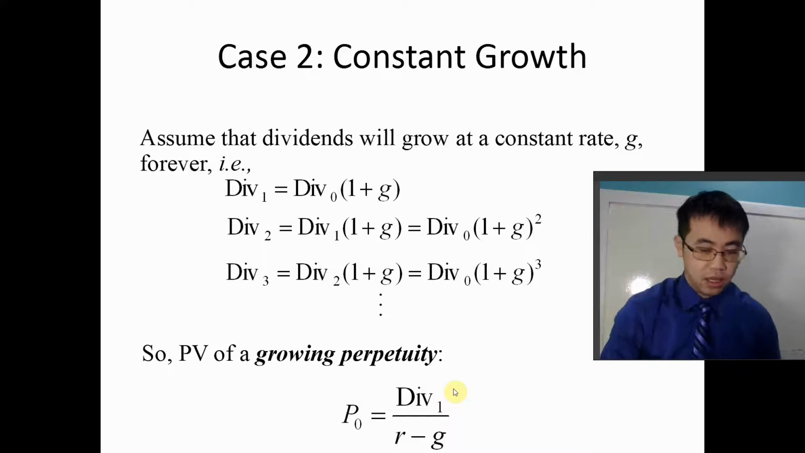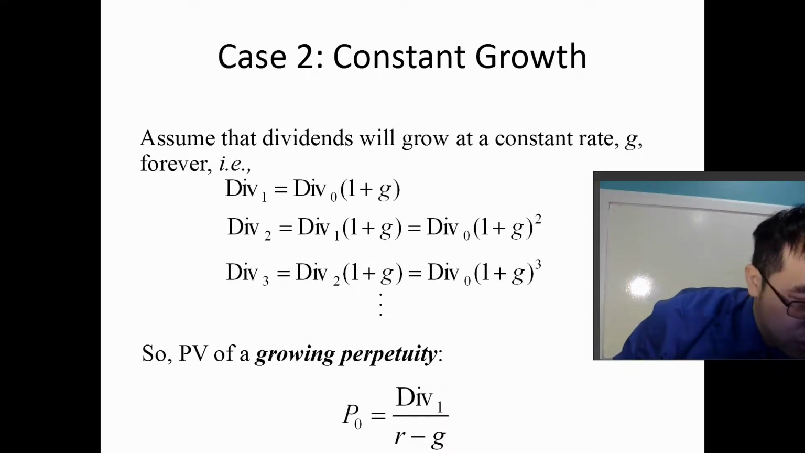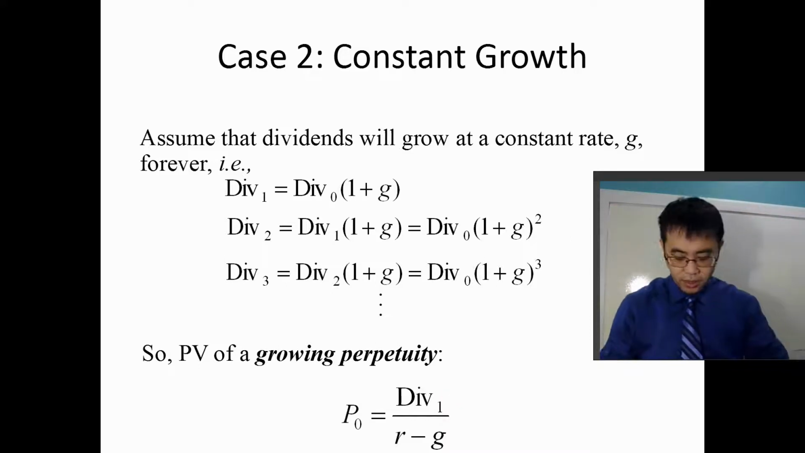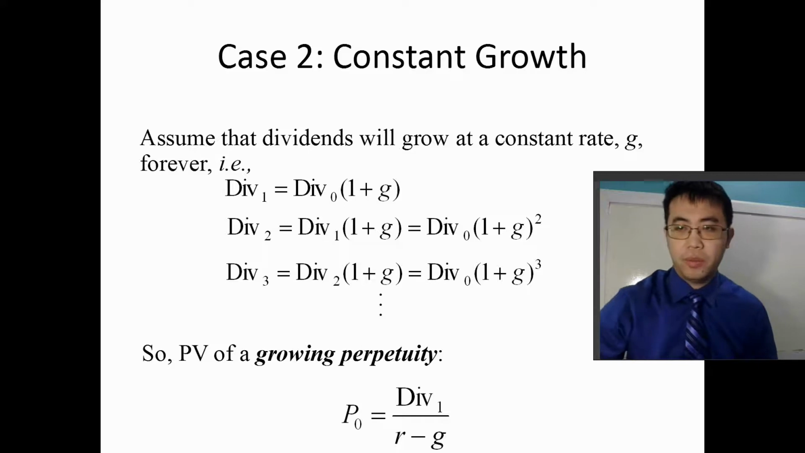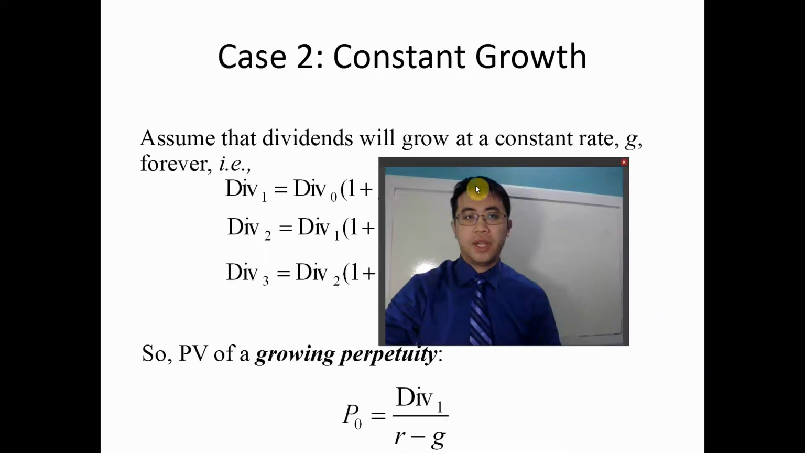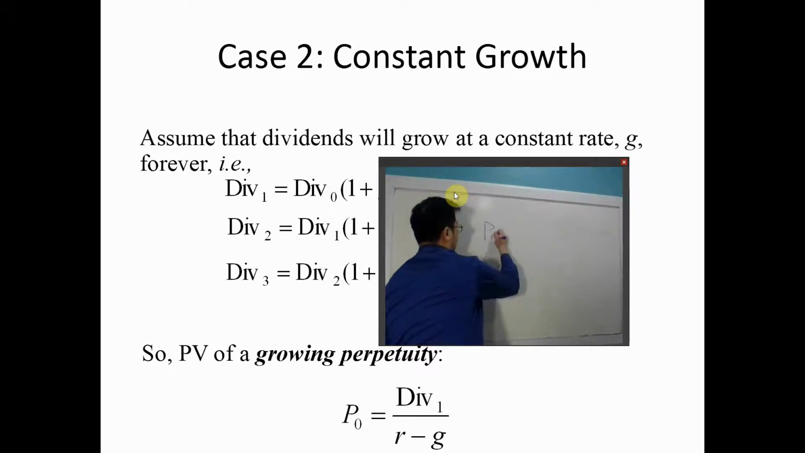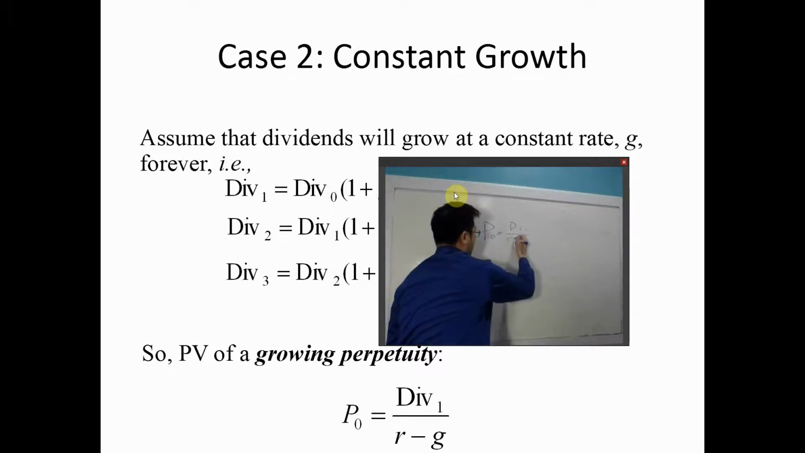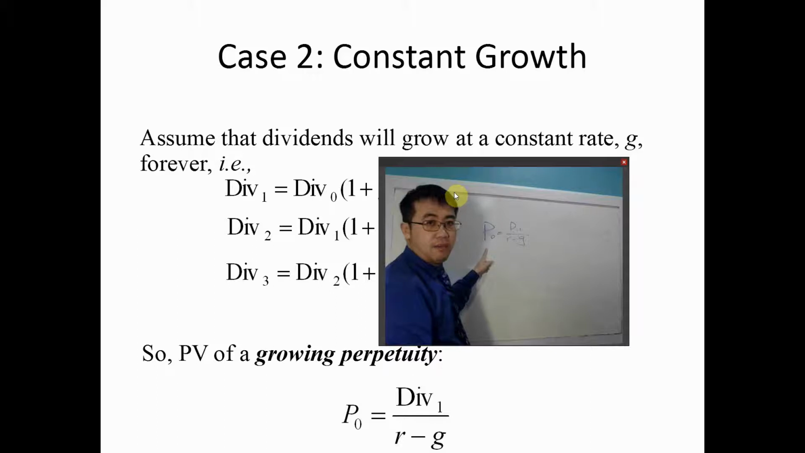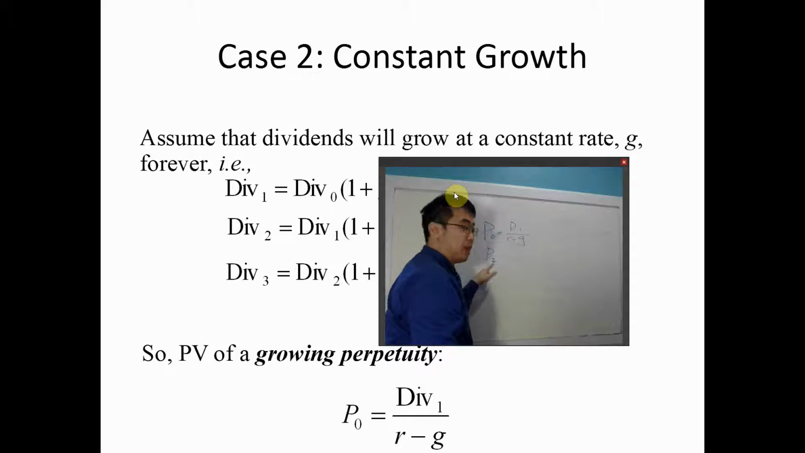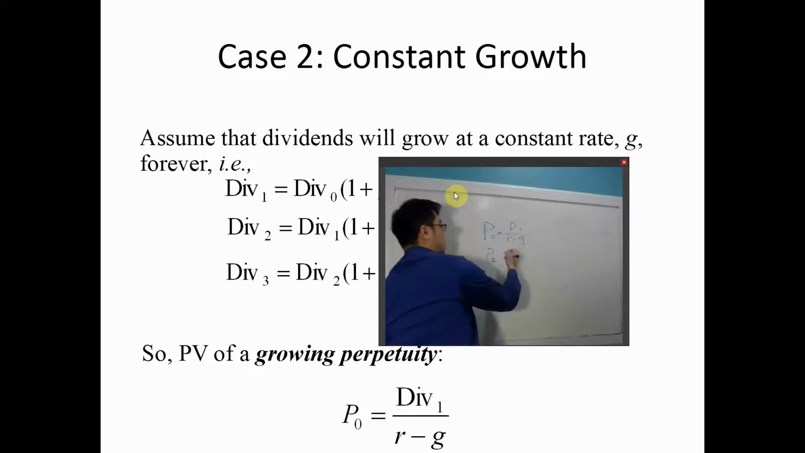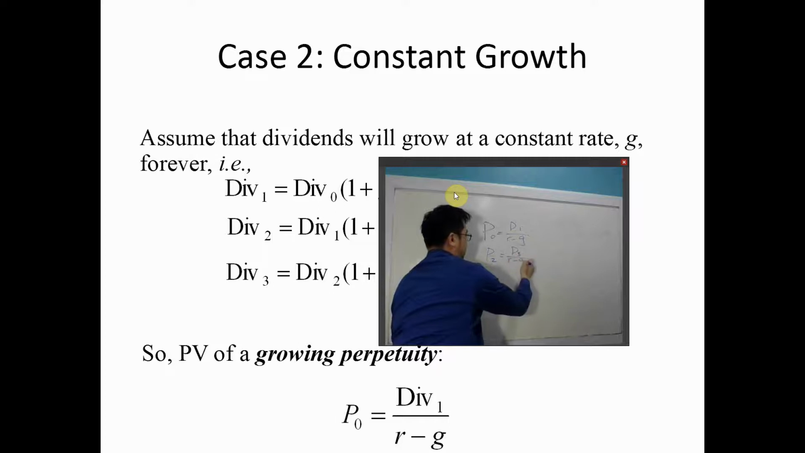Okay, and this is also applicable to all the other stock prices in other periods. So this is the formula you have. Price 0 equals dividend 1 over R minus G. Okay, so sometimes I may ask you to solve for the stock price in the second period. And then you can use the same formula, but you have to do a little bit of adjustment. You need to use dividend 3 as the numerator, and the denominator is the same.